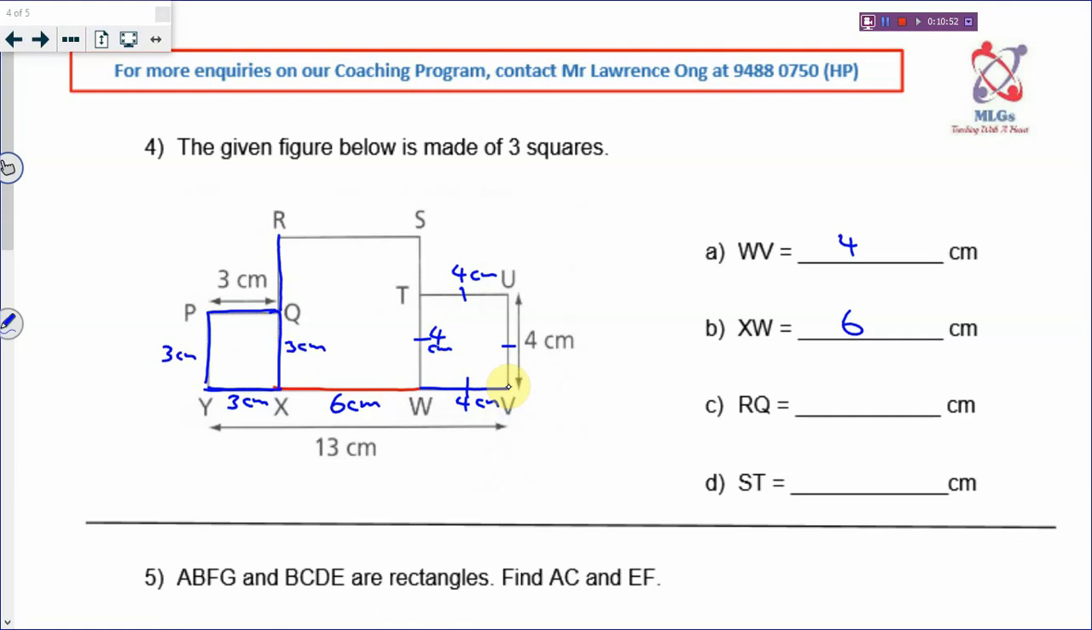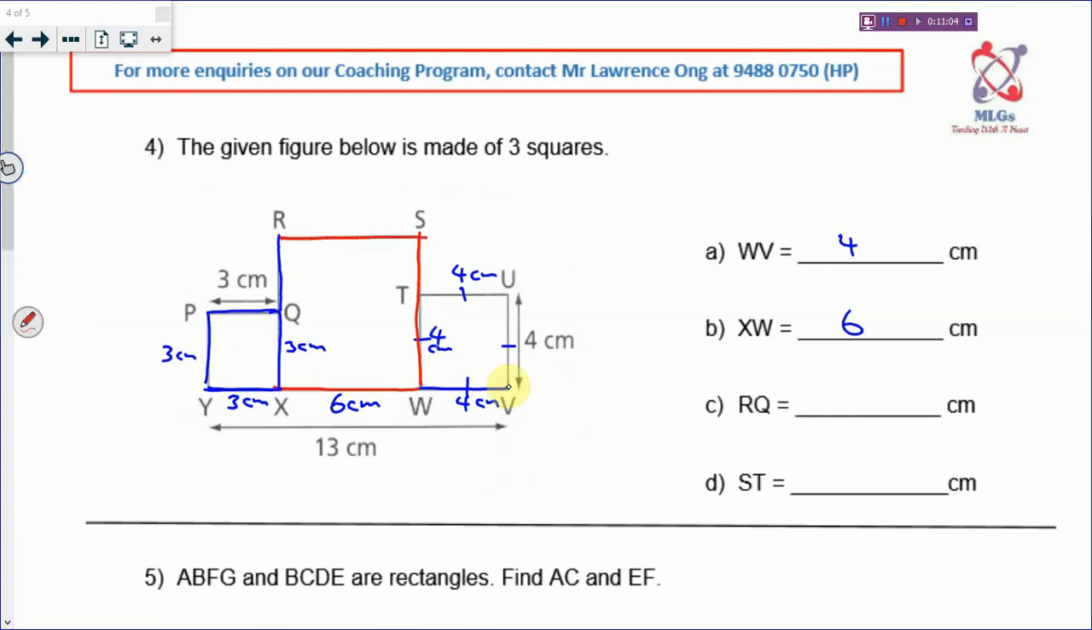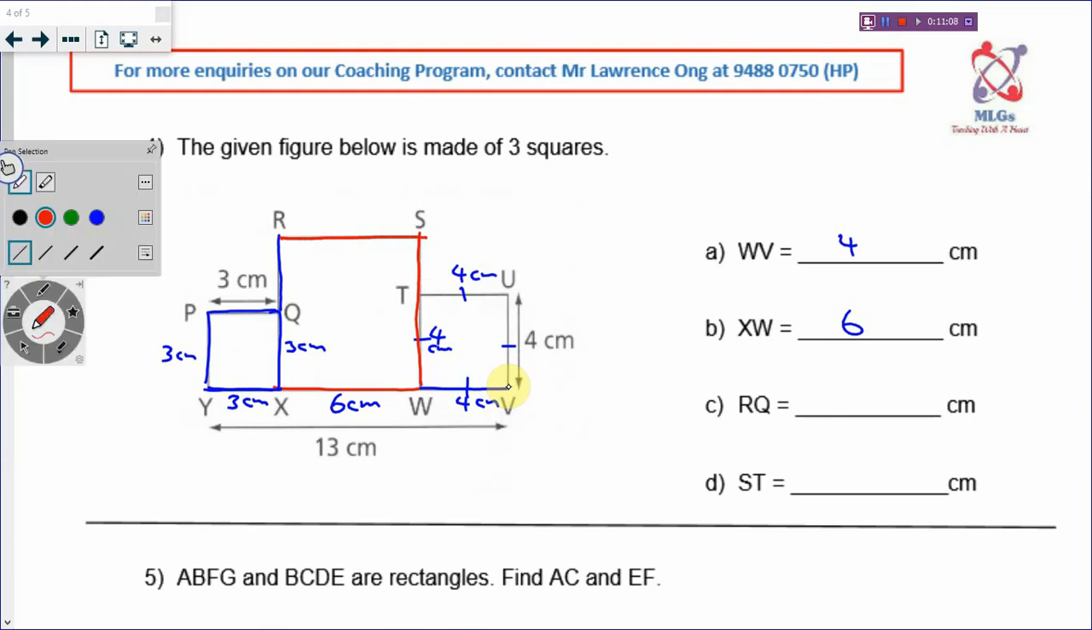Now, can you see the bigger square? The bigger square over here, how long is that? Every side of the bigger square is 6 cm, right? 6. So you take 6 and you minus 3, and you get 3. So your RQ is 3.